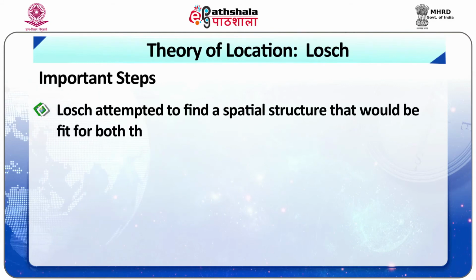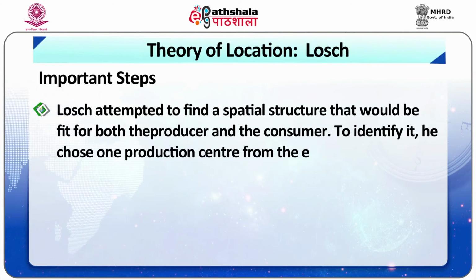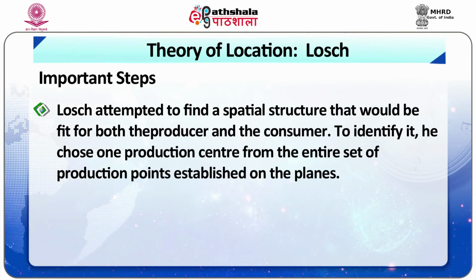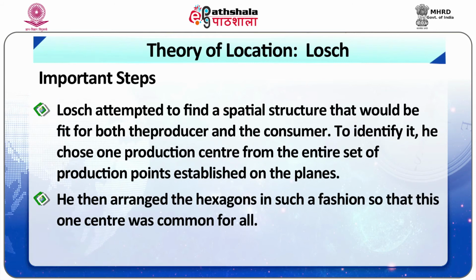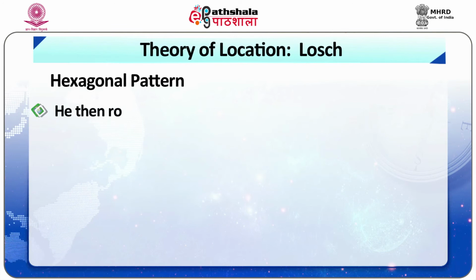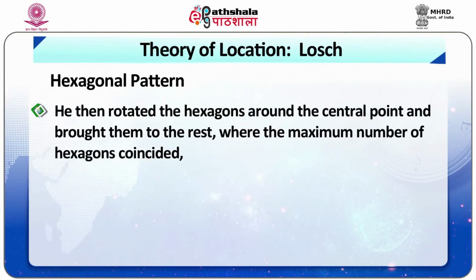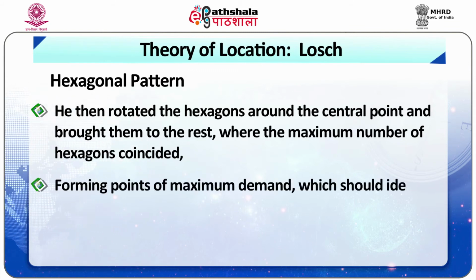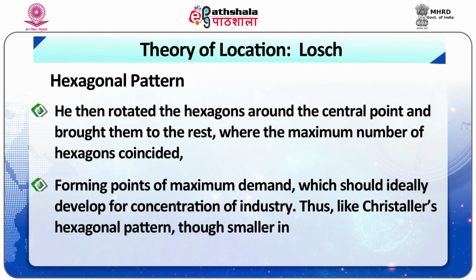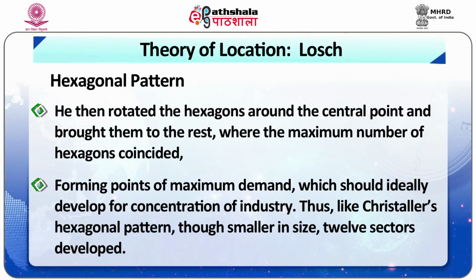Losch attempted to find a spatial structure that would be fit for both the producer and the consumer. To identify it, he chose one production center from the entire set of production points established on the plane. He then arranged the hexagons in such a fashion that this one center was common for all. He then rotated the hexagons around the central place and brought them to rest where the maximum number of hexagons coincided, forming points of maximum demand, which should ideally develop for concentration of industry.